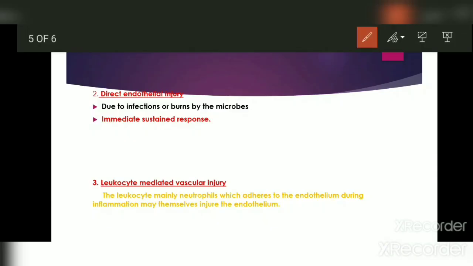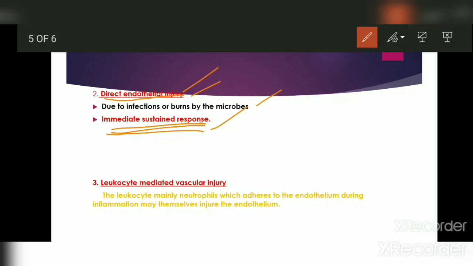The next mechanism which causes increased vascular permeability is direct endothelial injury. Direct endothelial injury is usually due to infections or burns by the microbes. It is known as an immediate sustained response. Unlike the previous one, which we called an immediate transient response, this is an immediate sustained response. Infection basically means the presence and multiplication within a host of another living organism and subsequent injury to the host. So infections or burns by microbes cause direct endothelial injury. This is the second mechanism.